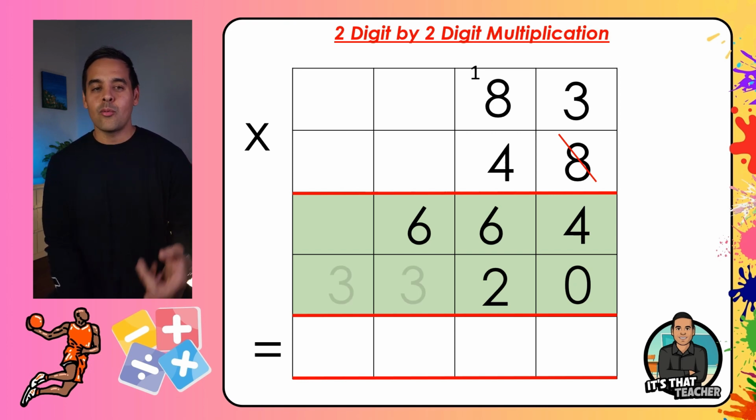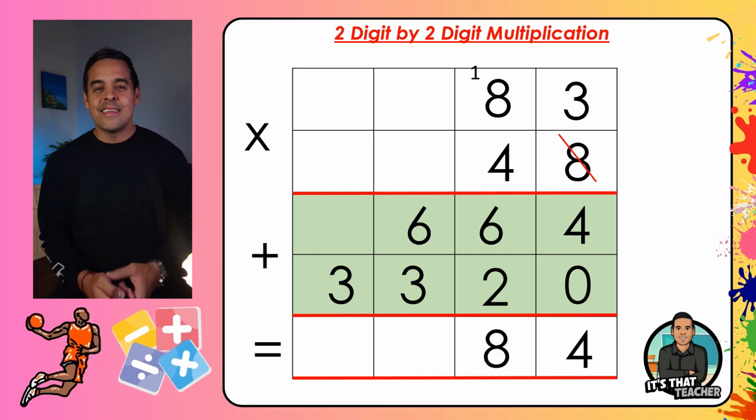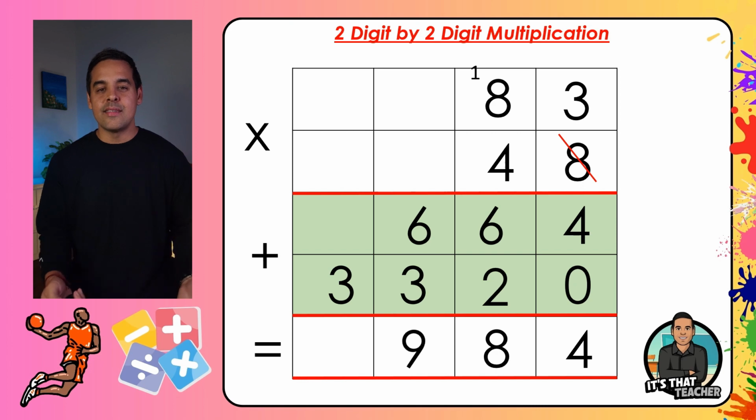Now I've got 32, but I need to add that 1. So 32 plus the 1 is 33. Now don't forget, once we get these two numbers, we need to add them together. 4 plus 0 equals 4. 6 plus 2 is 8. 6 plus 3 is 9. And 3 by itself, there's no other number, so 3 plus nothing is going to be 3.